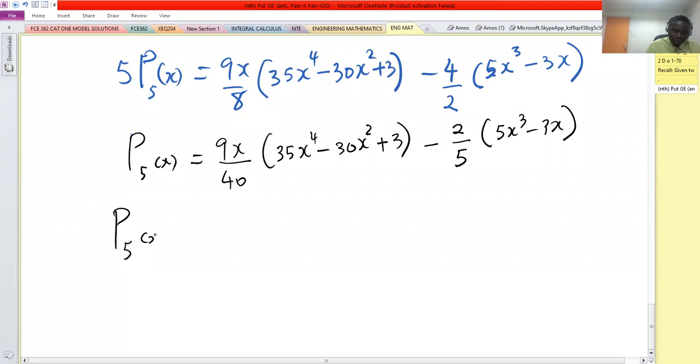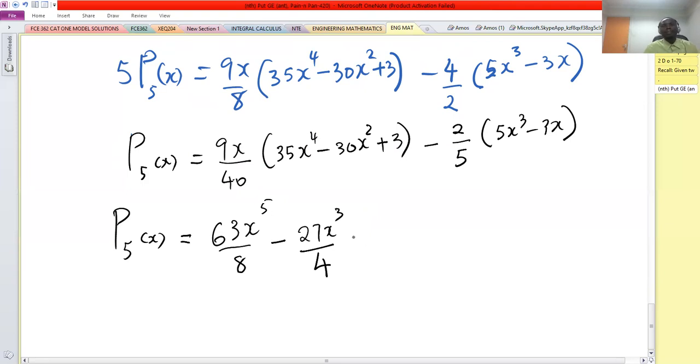So P5 will be 9 by this, so 5 into 8, 5 here, 7, so 7 times 9, 63, x to the power 5 over 8, minus, so 9 by this one is 27, x to the power 3 divided by 4, and then plus 27x over 40, and then minus this and this, so we have 2x to the power 3, and then minus 6x over 5.